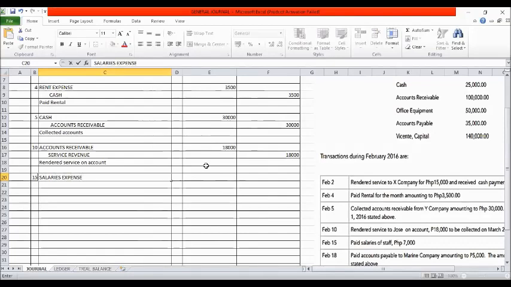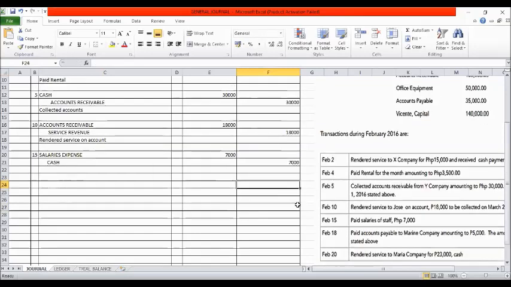Very good. So, thank you so much. So, tama siya, guys. So, we need to debit salaries expense kasi binayad daw natin yung sahod nila through cash. So, ang binayad natin, it will be considered as expense and then i-credit natin si cash kasi cash ang pinambayad natin. Okay ba yung 15?